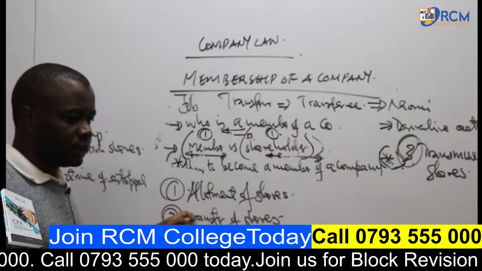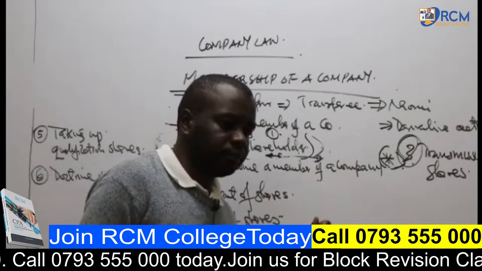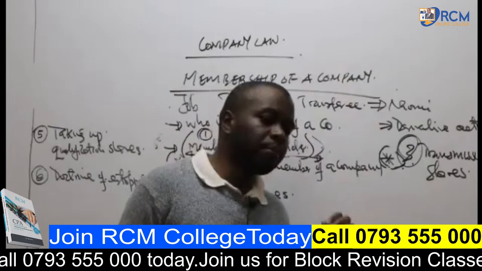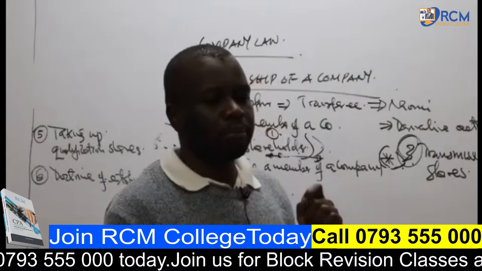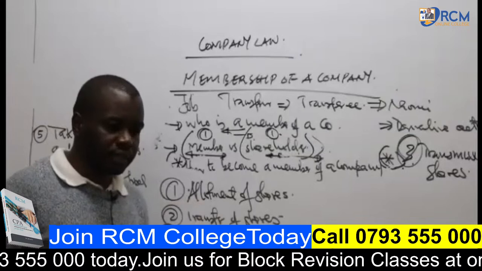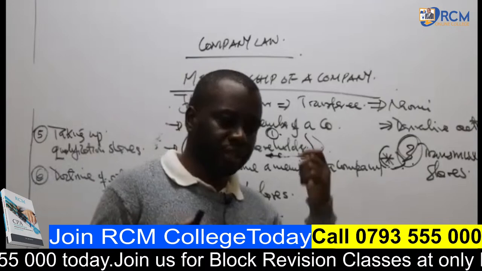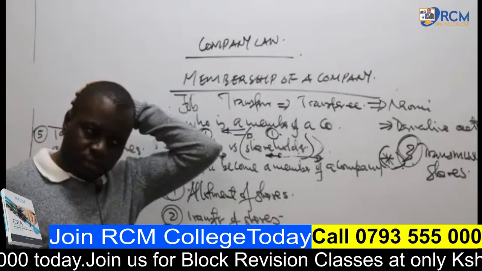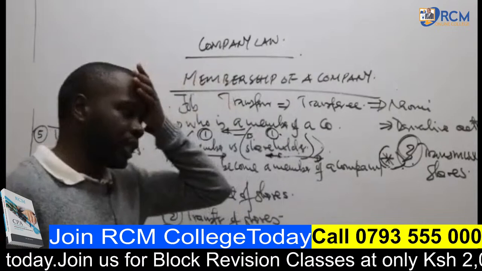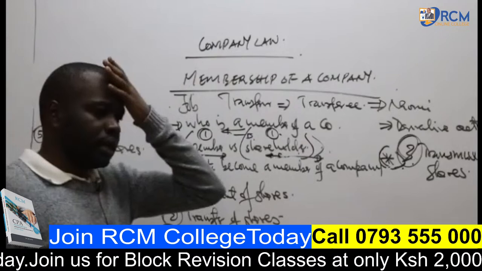Remember, if you can remember very well, part of the characteristics of a public company: a public company can invite members of the public to subscribe or apply for its shares. So once you apply for the shares, they'll be allotted. Allotting is basically distributing the shares, agreeing to that particular contract. Once they allot the shares, then you'll become the shareholder of the company, and when you become the shareholder, you'll automatically become the member of the company.